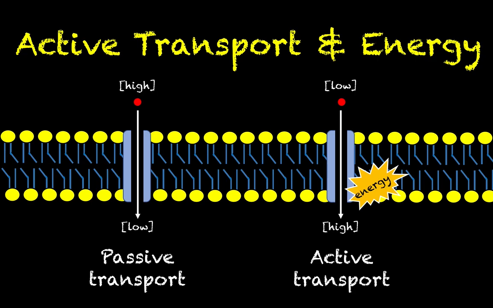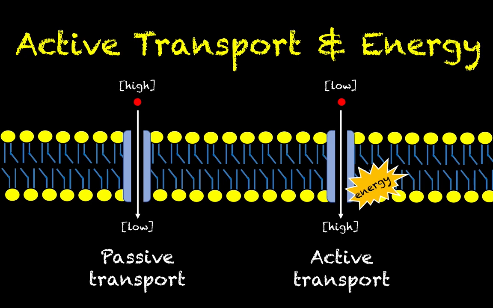So on the left side of the picture, you can see what we have talked about in the previous few videos, passive transport. Whether or not you need a carrier or a channel depends on what kind of passive transport you're talking about. But the main issue is that when solutes move from areas of high concentration to areas of low concentration, there is no sort of energy cost that needs to be paid.